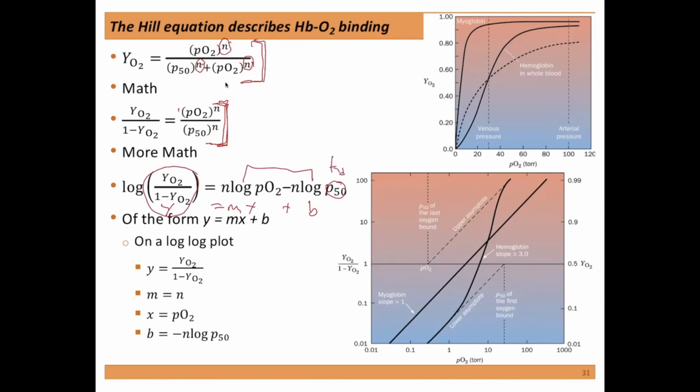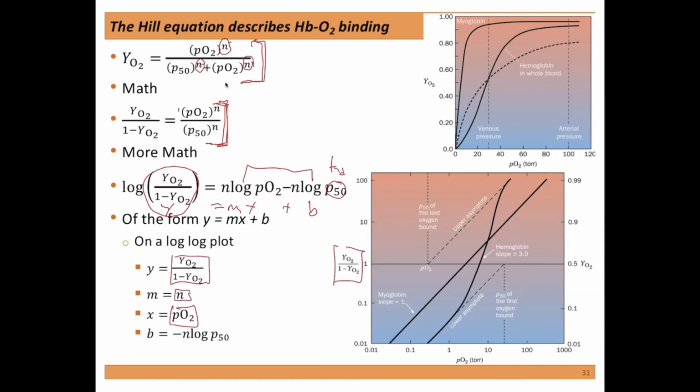Okay, if I do that, I can end up with this form of y equals mx plus b, where y equals, like I said, this. So that's what we're plotting on the y-axis. X equals this. Notice we're plotting that on the x-axis. And then the slope of the line is n.